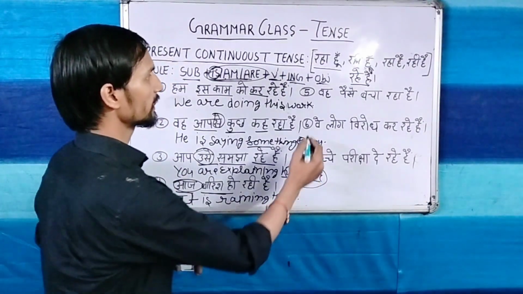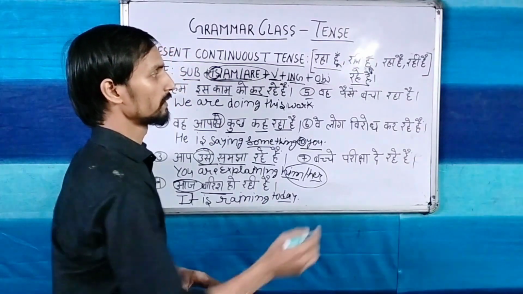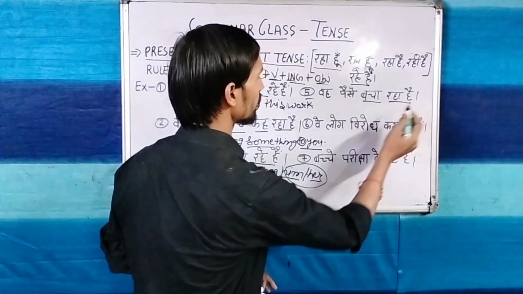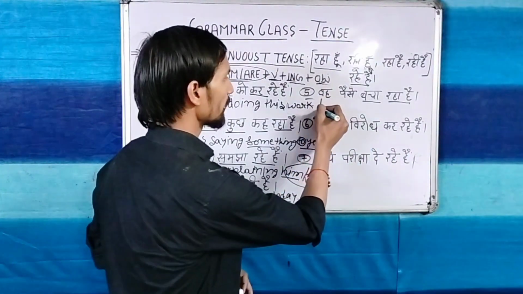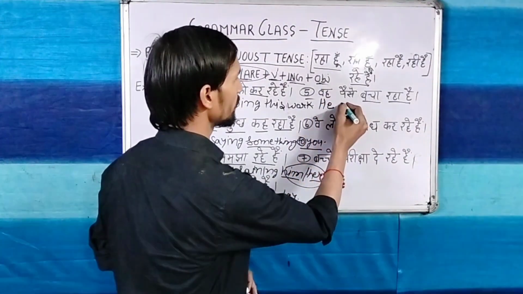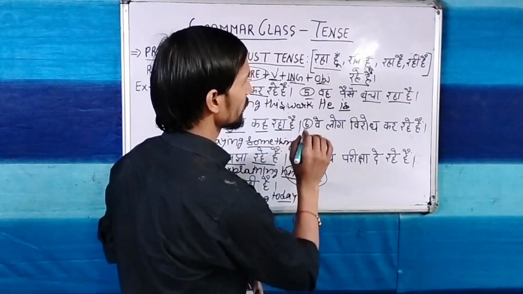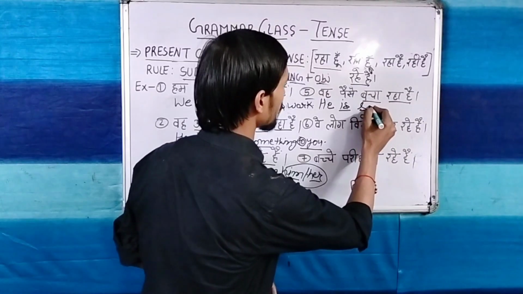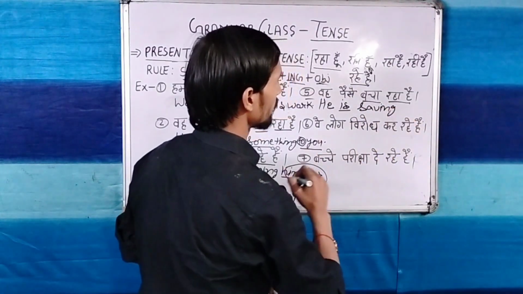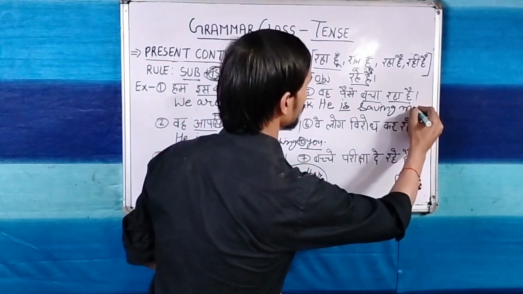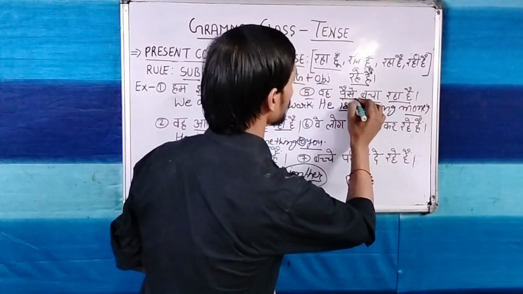Let's see the fifth sentence. Fifth sentence is वह पैसे बचा रहा है. So with बचाना रहा है word is coming, so that is our present continuous tense. So let's take the subject he. With he we will take helping verb is, and bachana means save, and we will use ing, saving. He is saving money, and money is object.